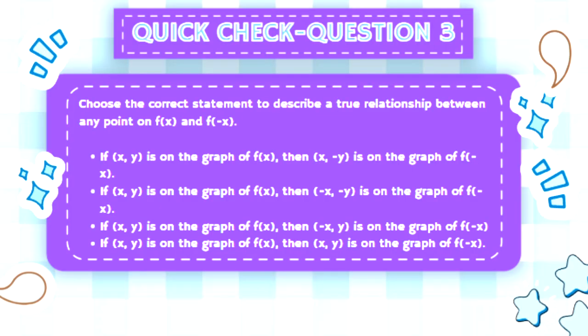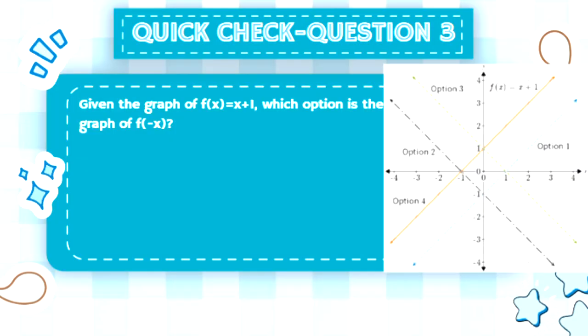Quick check number 3. Choose the correct statement to describe a true relationship between any point on f of x and f of negative x. These are all the same questions over and over, just worded differently. Which statement is true? Okay, this is the one that's asking you, if you have x, y, then in a horizontal reflection, what are you going to end up with? Okay, every time. Which one changes? Don't overthink it.